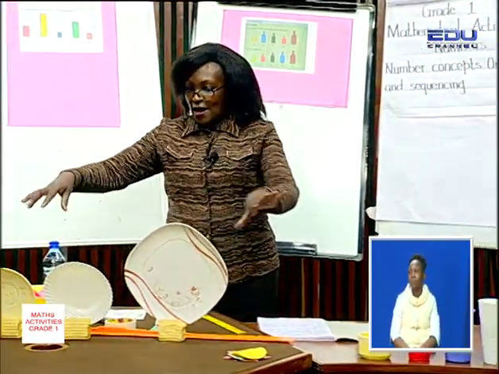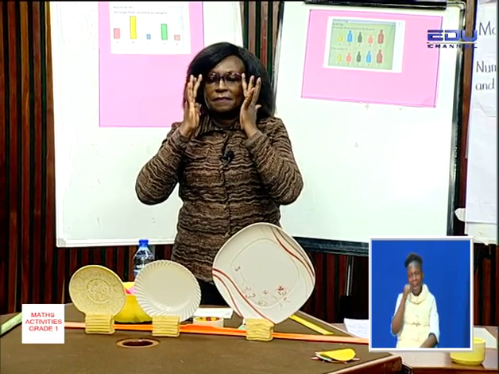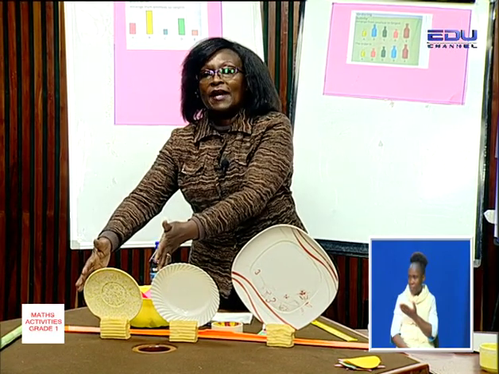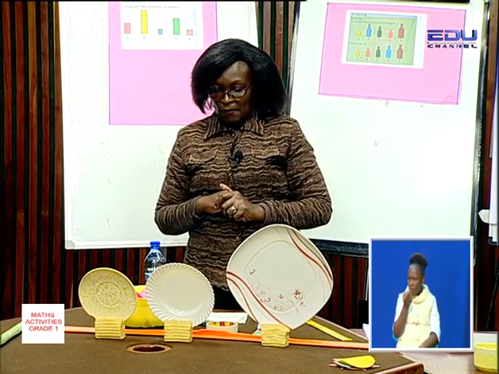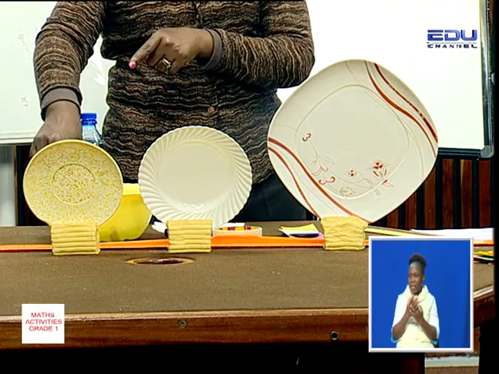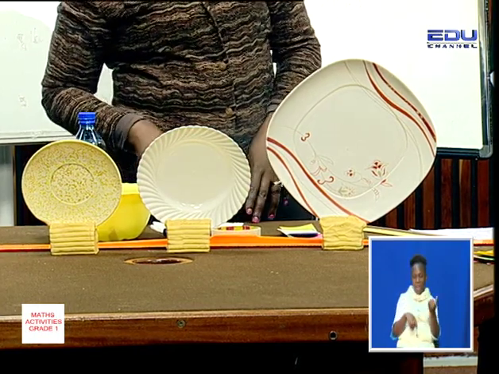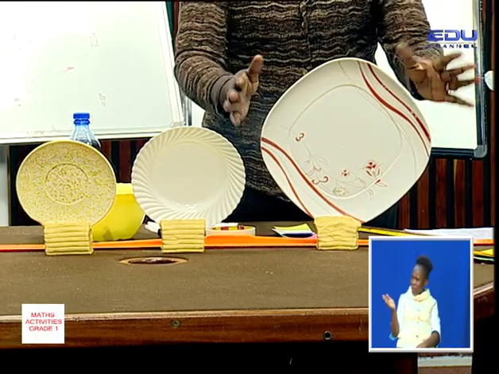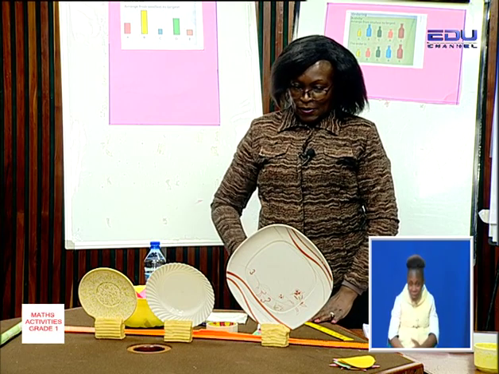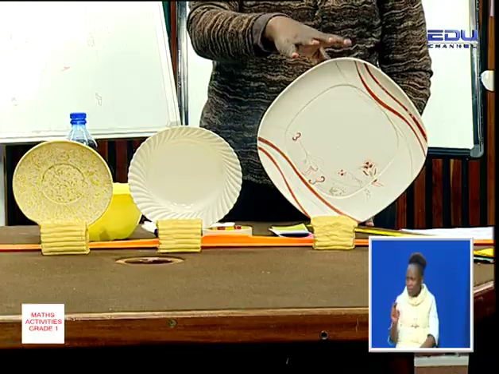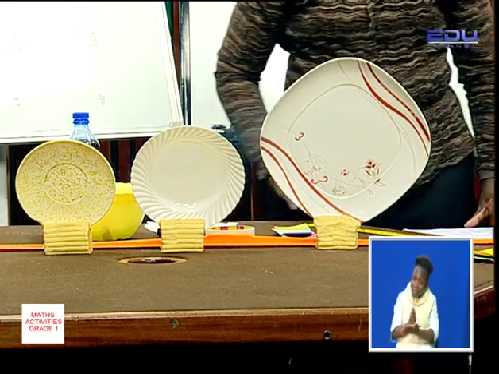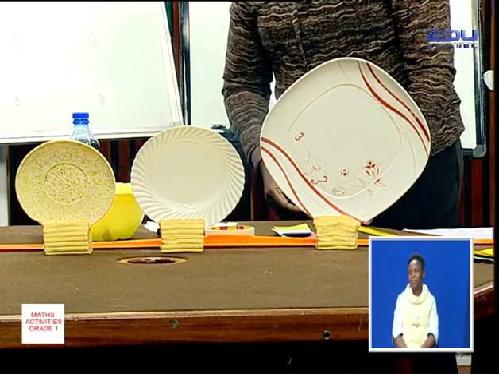Again, here I have my lovely plates. I have three plates. The yellow plate is the smallest. The plate in the middle is slightly bigger than the yellow plate. And then the third plate is the biggest of all. So I have big, this is the biggest, this one is slightly big, and this is the smallest plate.